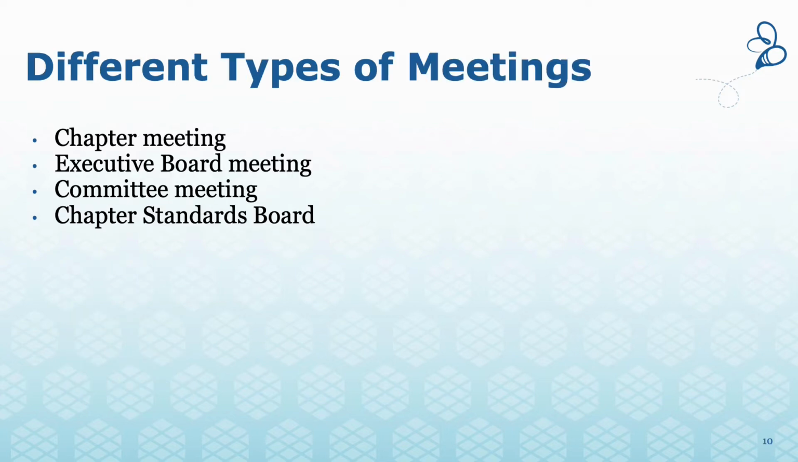As I've mentioned throughout this presentation, there are different types of meetings. There's a chapter meeting, executive board meeting, committee meetings, and chapter standards board meetings. There may be additional meetings that your chapter holds, but these are just the 4 general types of meetings that we would expect people to have.